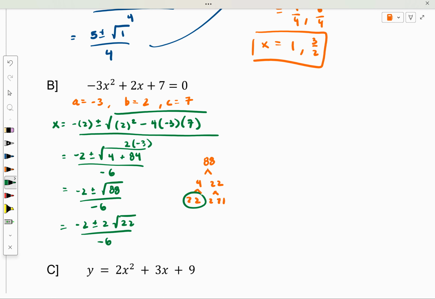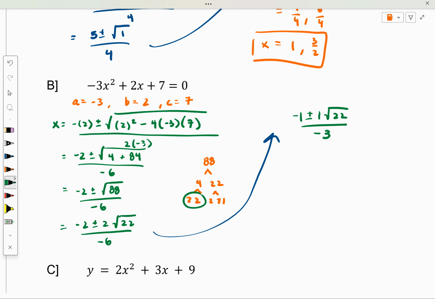So here we get this. I'm going to simplify a little bit because I could divide these numbers here, the 2's and the 6's. So if I simplify this completely here, what I'll end up getting is negative 1 plus or minus, I'm going to put the 1 here, and then square root 22 over negative 3. So you could put your answer like that.